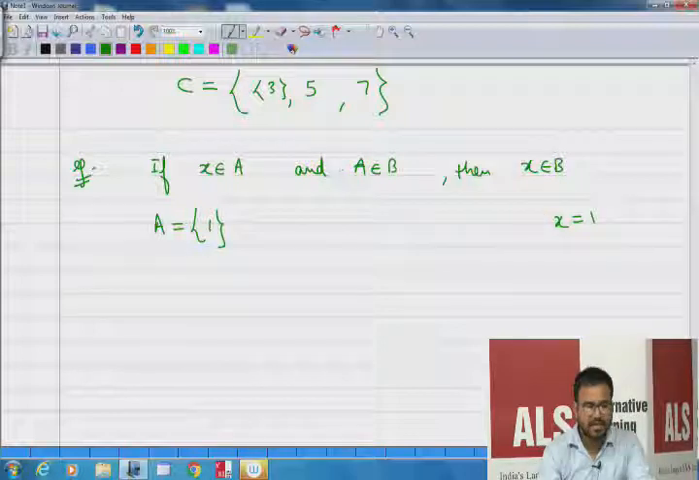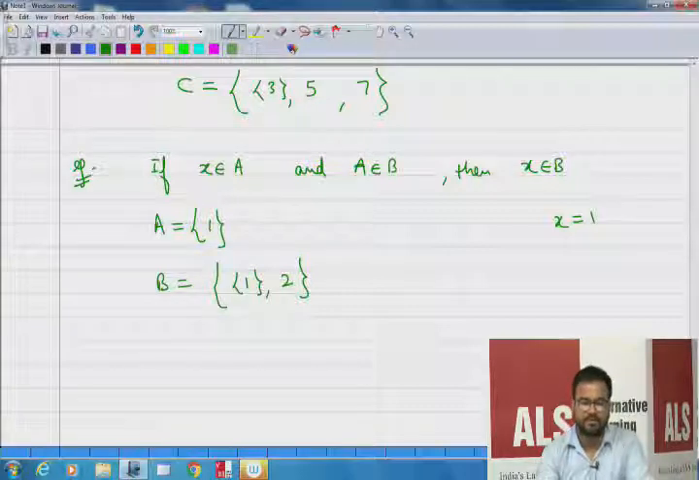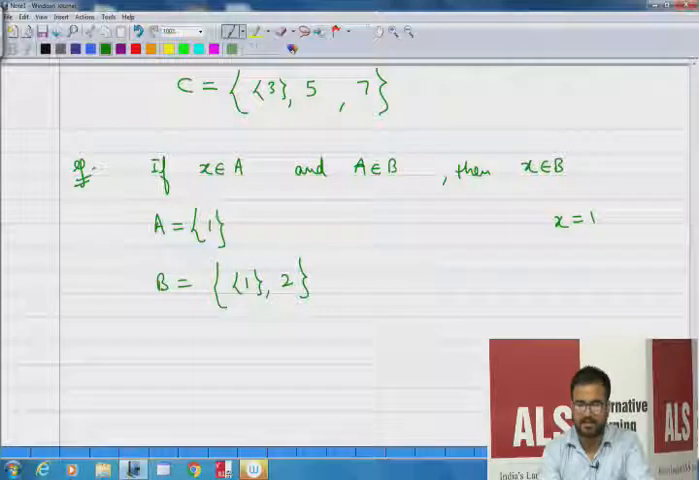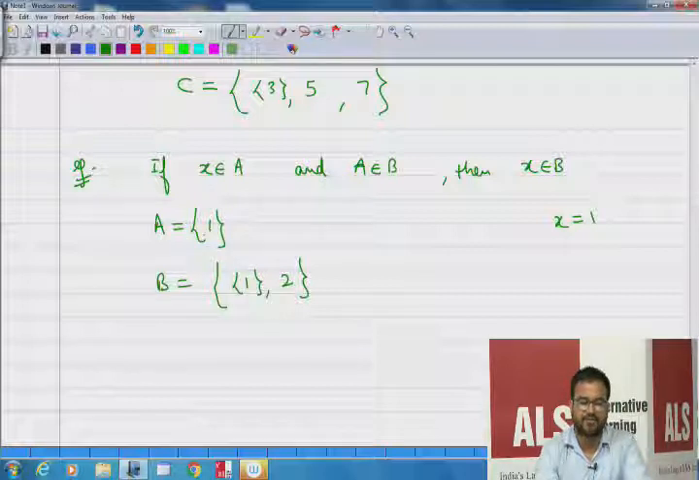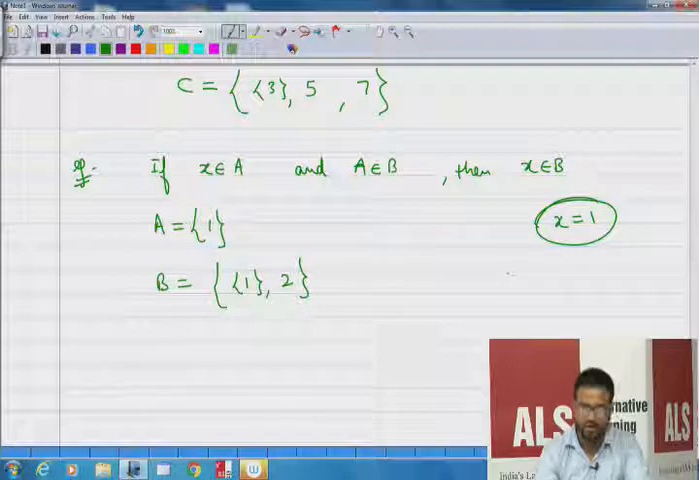Now A is an element of B, so it means this complete thing has to be in the B with some other thing also. Let's say 2, right? Now can we say that X is an element of B also? तो देखो यहाँ पर X is an element of A, so I have taken A as this set. So what is the element over here? This 1 is the element, right? X is an element, or you can say 1 belongs to A. 1 is an element of A, right?